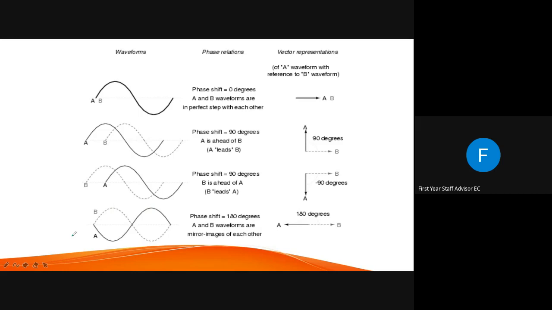So did you understand what is a phase difference? It is very important when we are discussing the next topics of this module. Did you understand this?